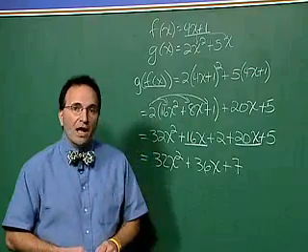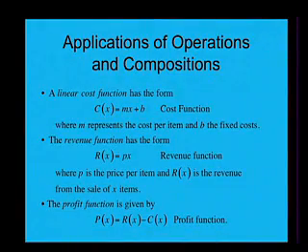Let's explore an example of the applications of operations in composition. A linear cost function has the form c of x equals mx plus b, where m represents the cost per item and b the fixed costs. The revenue function has the form r of x equals p times x, where p is the price per item and r of x is the revenue from the sale of x items. The profit function is given by p of x equals r of x minus c of x. I think the best thing to do is an example of this, so let's take this example.